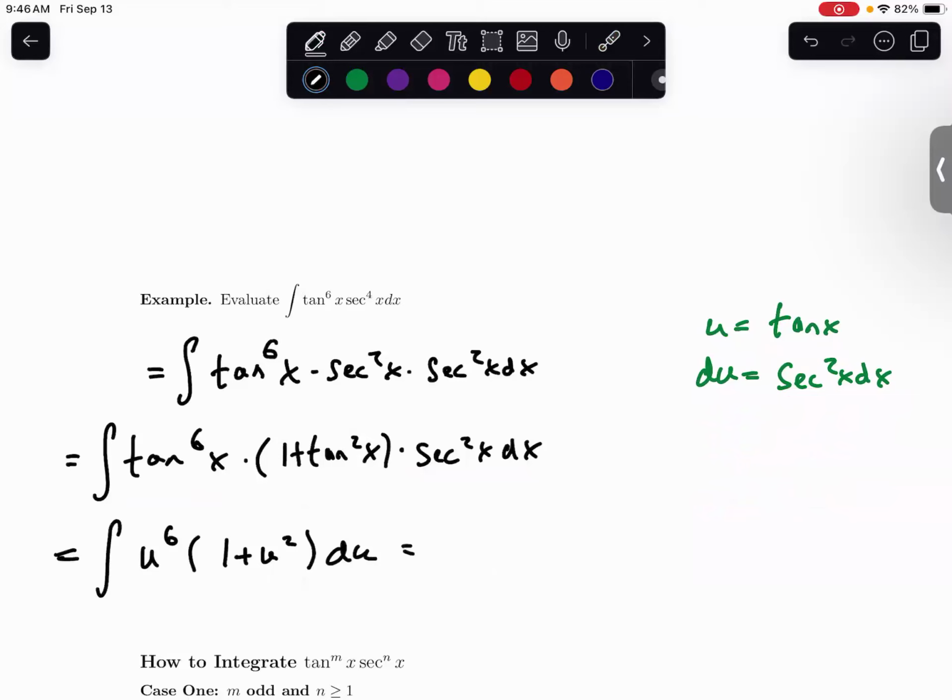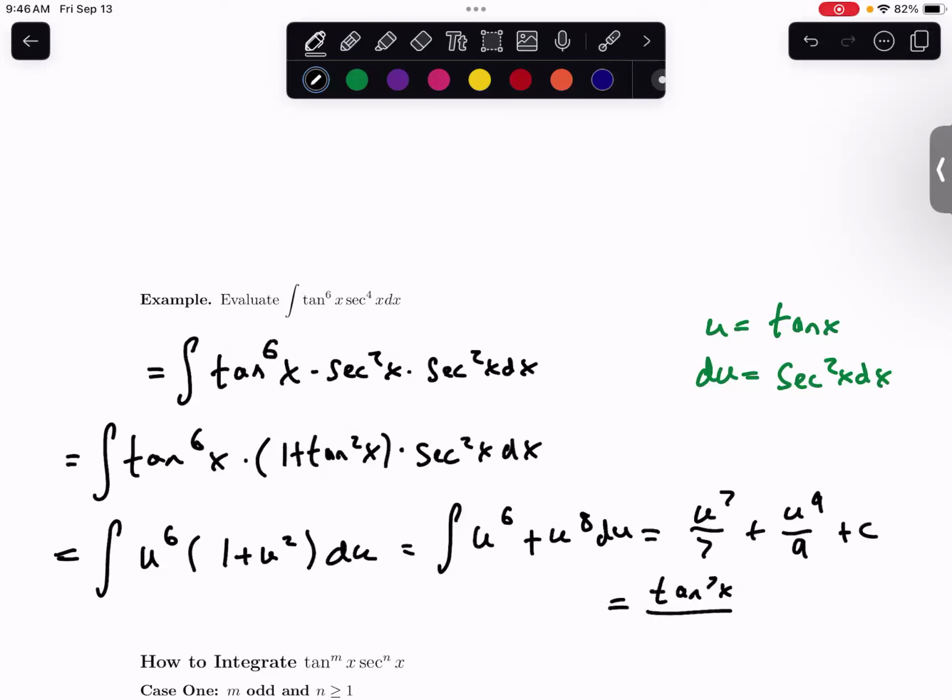So you multiply things out, and then you can use the power rule to determine what the integral is going to be. So this is going to be u to the 7th over 7 plus u to the 9th over 9 plus c. And so translating back in terms of x, this is tangent to the 7th power over 7 plus tangent to the 9th power over 9 plus c.